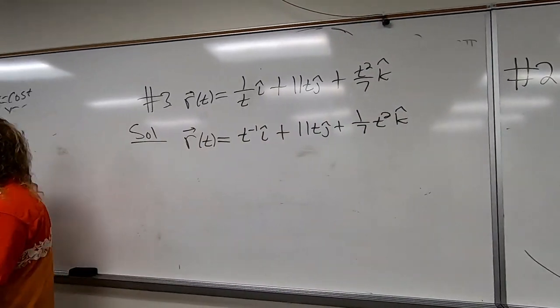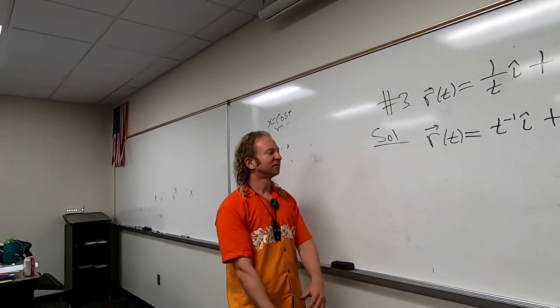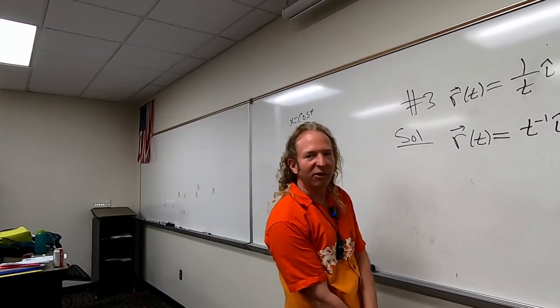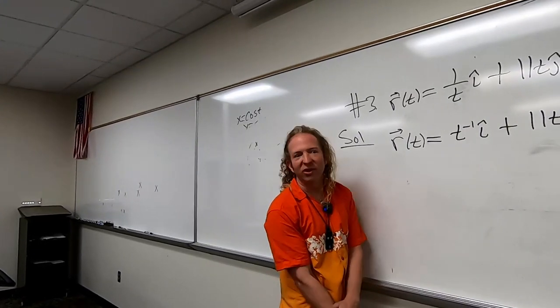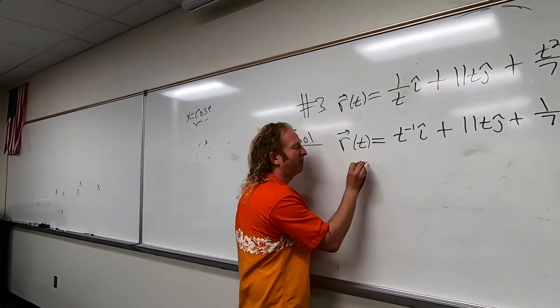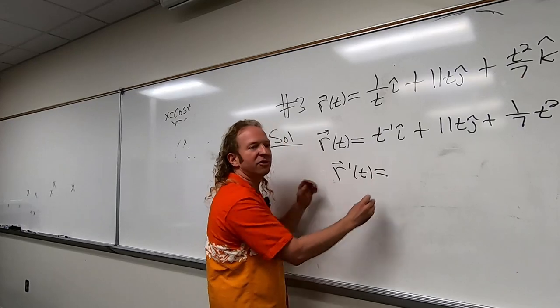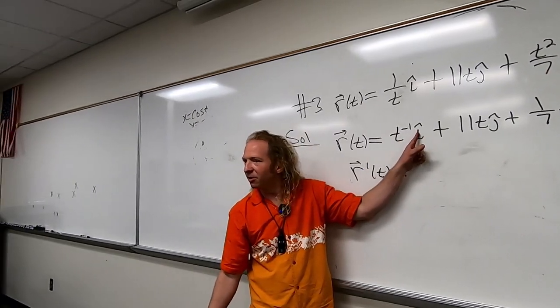Just to make it look a little bit better. All right, we're good to go now. Now we can take the derivative. So r prime of t. So this one, you put the negative in the front. So it'll be negative t.